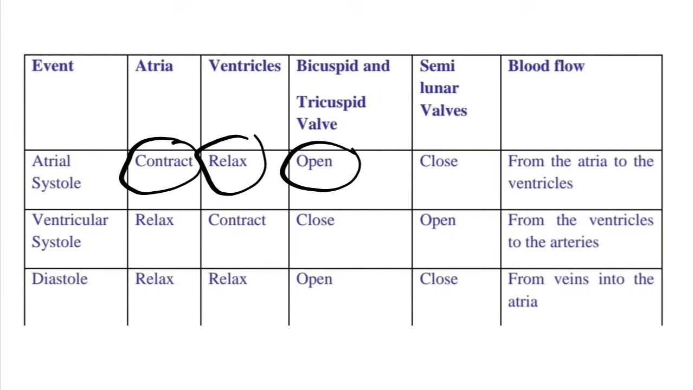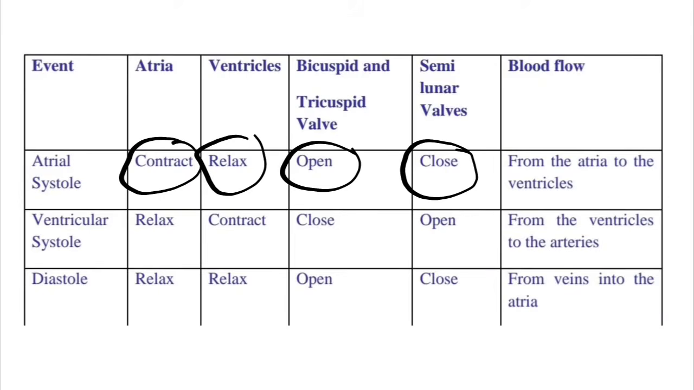Okay, so the bicuspid and tricuspid valves are going to open while the semilunar valves are going to close. So the semilunar valves are the ones that are at the exit of the heart. As blood is coming out of the heart, there are valves there known as the semilunar valves. Okay, and blood, the flow of blood is from the atria to the ventricles. So the semilunar valves are going to close. Then the flow of blood in this event is moving from the atria going into the what? The ventricles. Okay, so that's what happens during atriosystole.